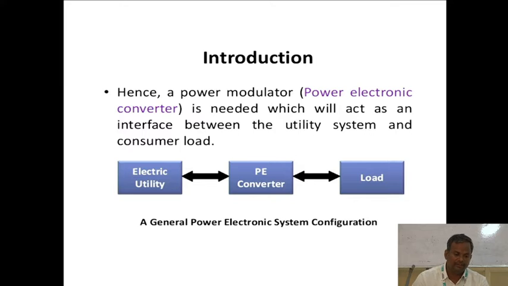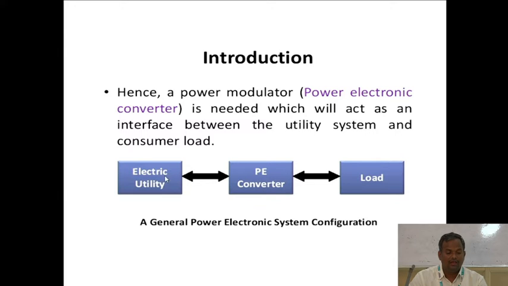So here this block diagram shows how the system is configured. This is the electrical utility. Of course, for this electrical utility part we compulsorily need to study different power system engineering cases: what type of supply we are getting, how much supply we are getting, and how we are getting the supply into this electric utility. This is the power converter, and this is the load. Here the power electronic converter plays a key role for conversion and controlling.